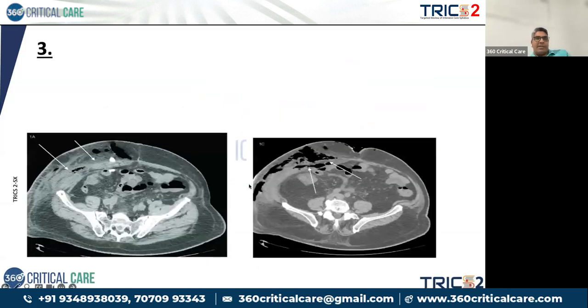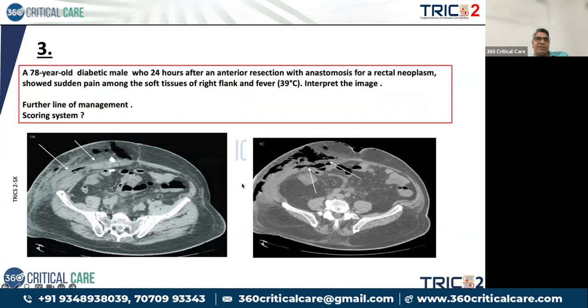Now, this is a surgical critical care question. You have a 78-year-old diabetic male who had undergone an anterior resection with anastomosis of a rectal neoplasm 24 hours ago and showed sudden pain in the soft tissue with right flank pain and a fever of 39 degrees. Interpret the image, what you see here, and how do you put the image in the clinical context. Any takers for the answers?